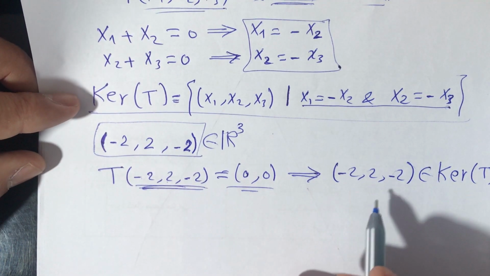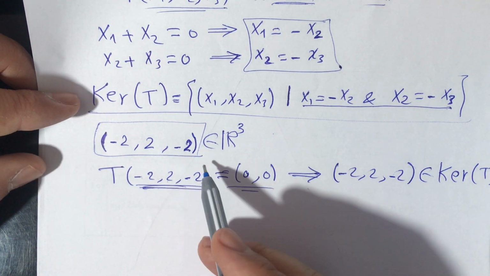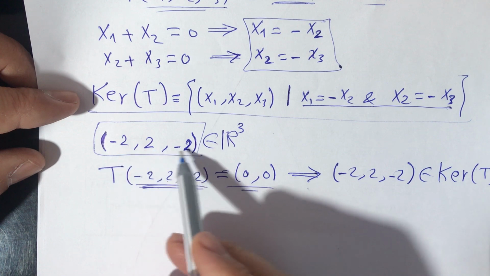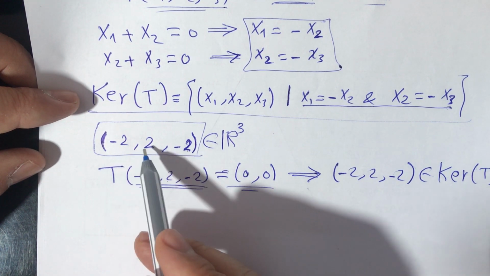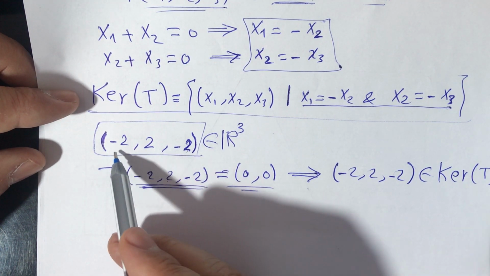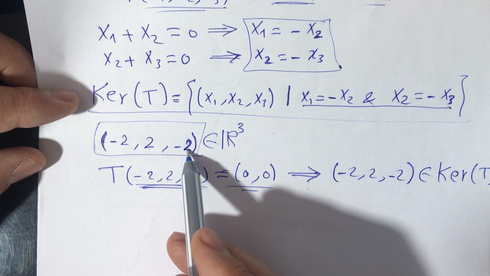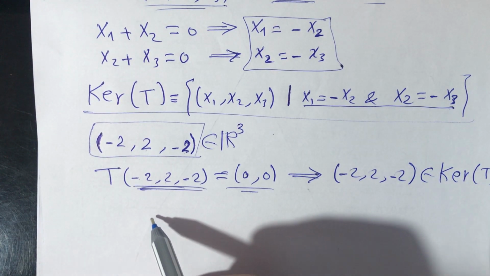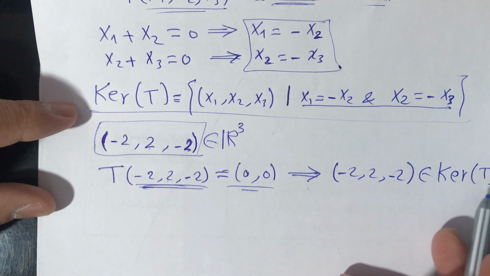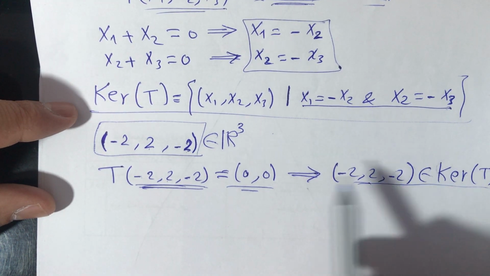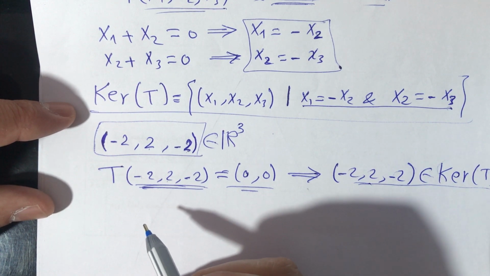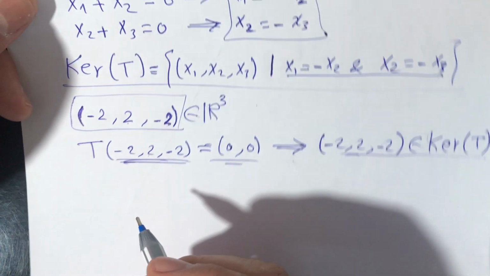This is not just one point, but infinitely many points. We can take (minus 1, 1, minus 1). We can take (minus 3, 3, minus 3). We can take (4, minus 4, 4), and so on. So there are infinitely many points that belong to the kernel of T. Not just one point, many points.